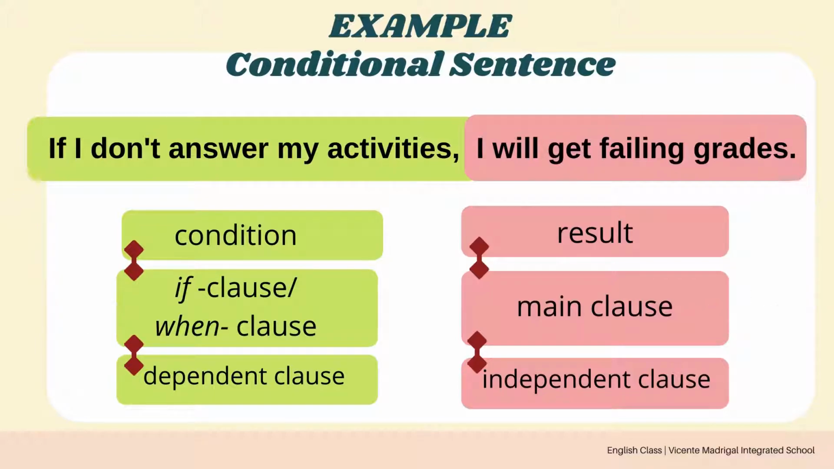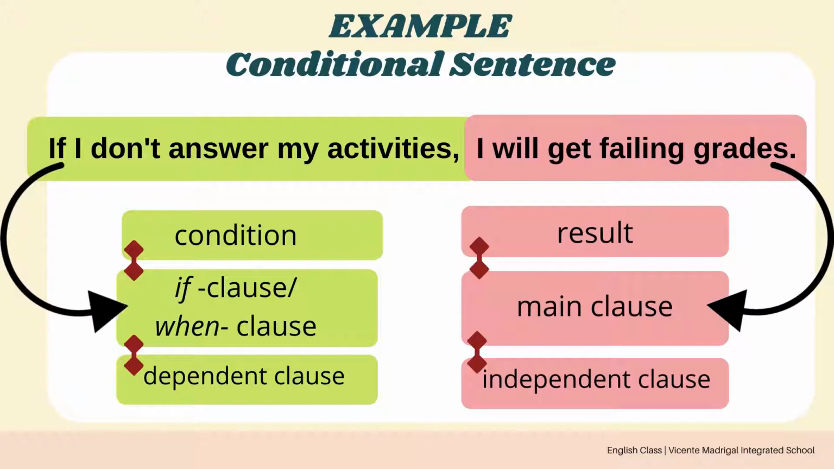And on the other half, I will get failing grades is the result of the condition. So, this is the main clause or the independent clause that can stand alone as a sentence. Usually, it is written this way. The condition is presented first, then followed by the result.